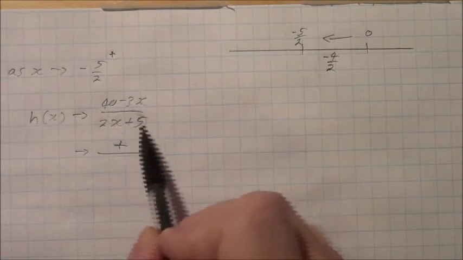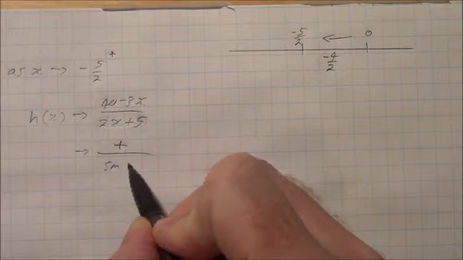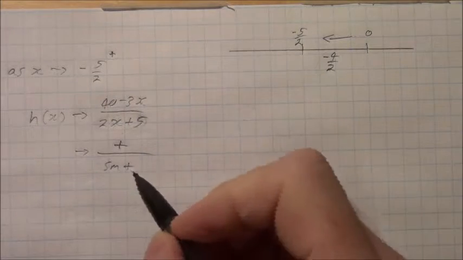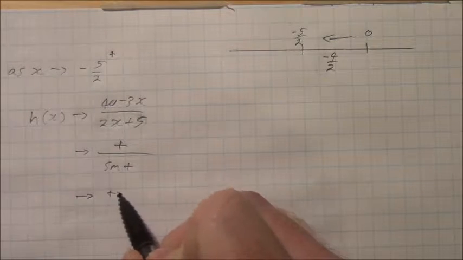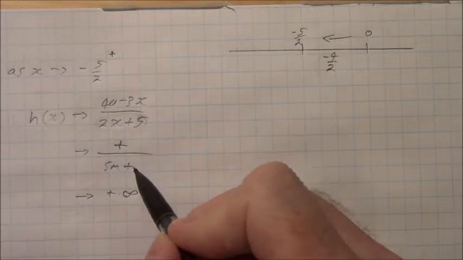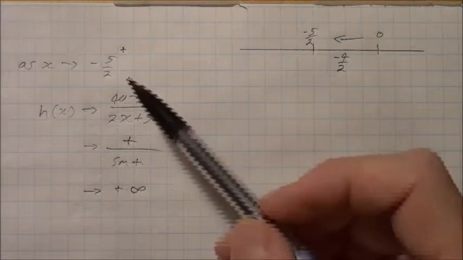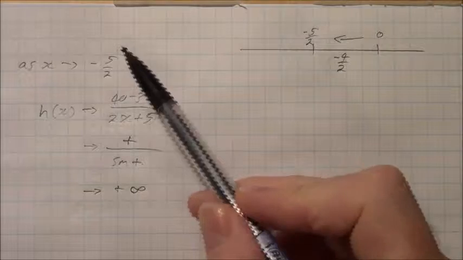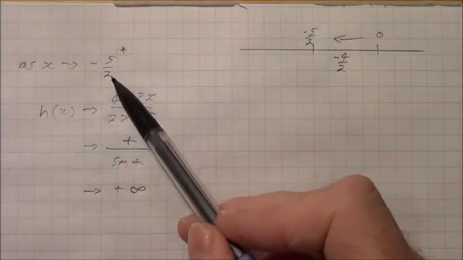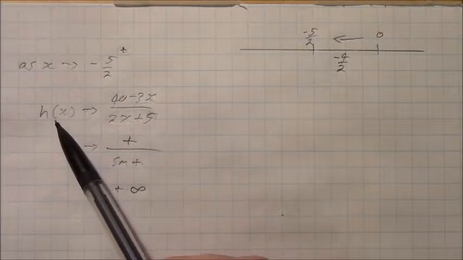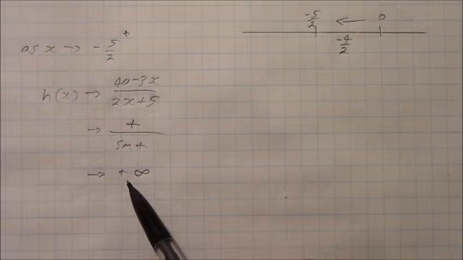That means that the denominator gets closer and closer to 0, which means we have a very, very small positive value. And in that case, h of x is going to be approaching positive infinity, because we have a positive divided by a very small positive. Okay, so as x approaches the vertical asymptote of negative 5 over 2 from the right, the rational function itself is approaching positive infinity.